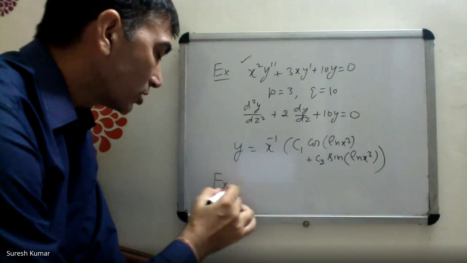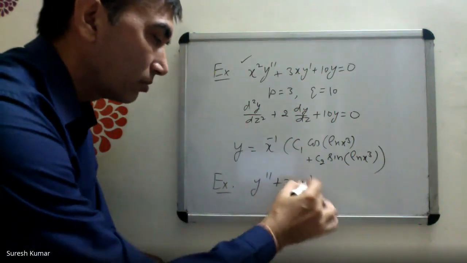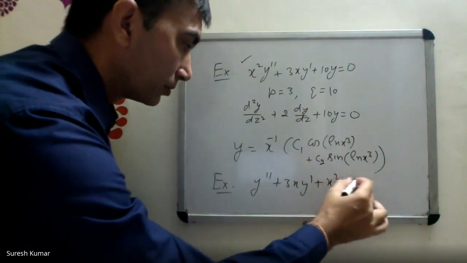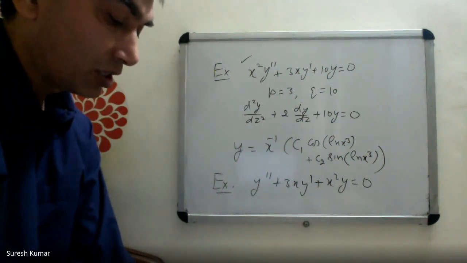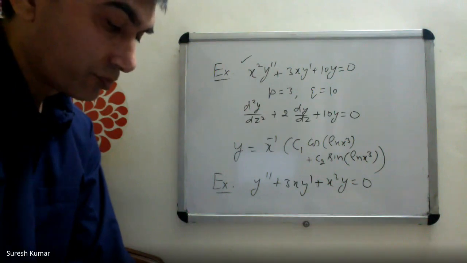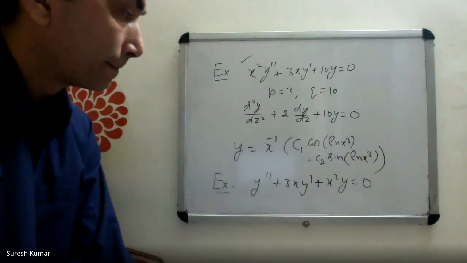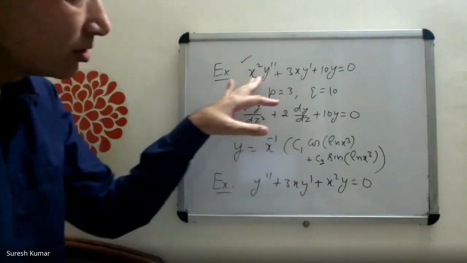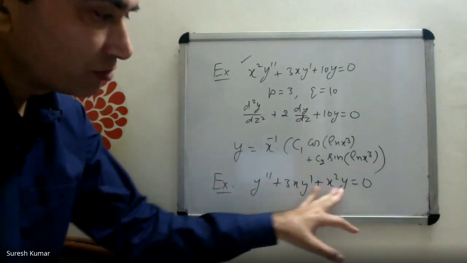I write one more example. y double prime plus 3x y prime plus x square y. Can you try this also? It is not of this format. Remember that, x square is multiplied with y.